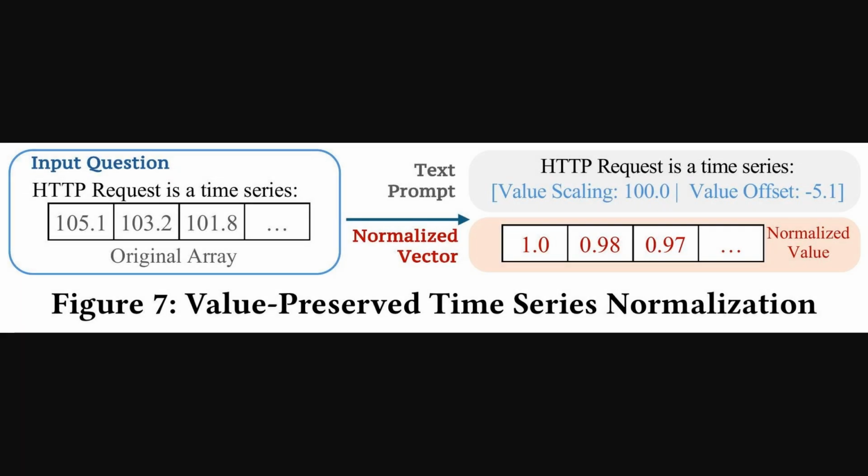So we've seen how the synthetic time series data gets created. Figure 7 now shows a crucial step in how the model actually handles this data when it's fed in. It's called value-preserved normalization. You see the original numbers for something like HTTP requests, like 105.1, get converted into a normalized vector, here shown as 1.0, 0.98, and so on. But importantly, the model also gets told the original scale information as part of the text prompt. See the value scaling and value offset? This means it still knows the real magnitude of the data, not just the normalized pattern.